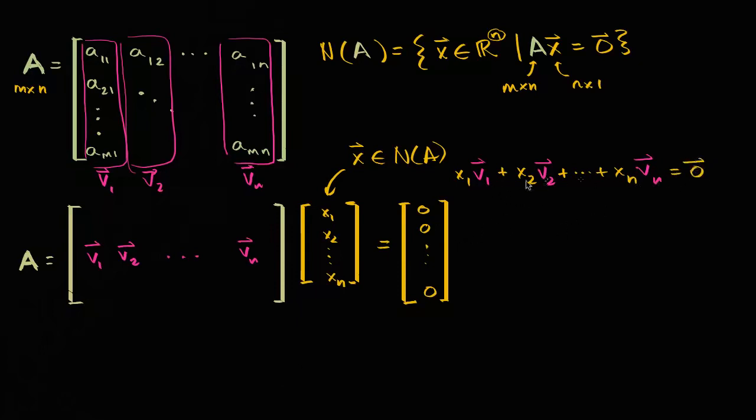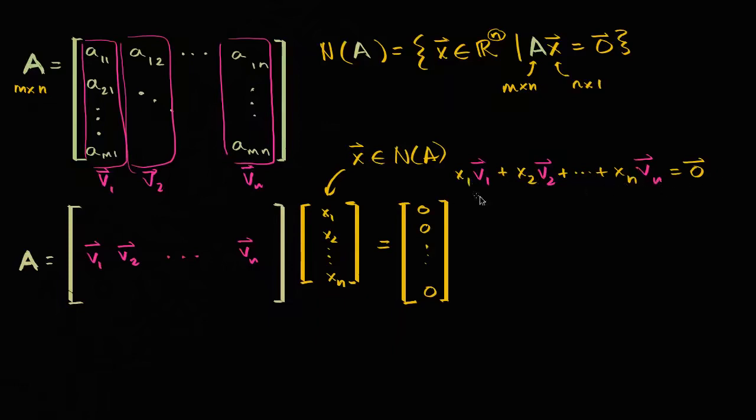Now this should start ringing a bell to you. When we looked at linear independence, we saw something like this. In fact, we saw that these vectors v sub 1, v sub 2, these n vectors are linearly independent if and only if the solution to this, or you could say the weights on these vectors, the only way to get this to be true is if x1, x2, xn are all equal 0.